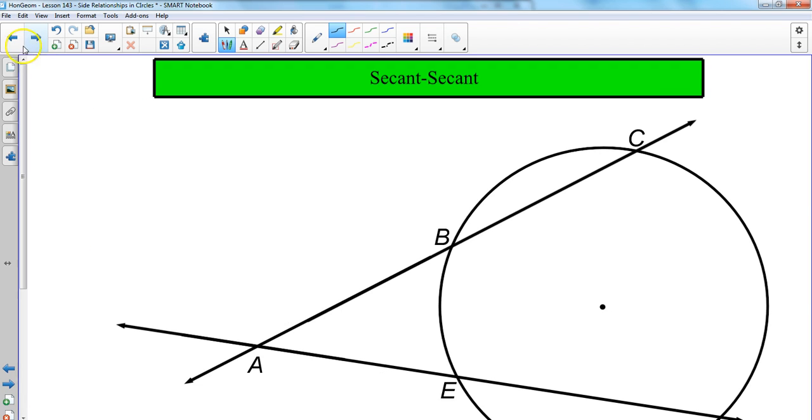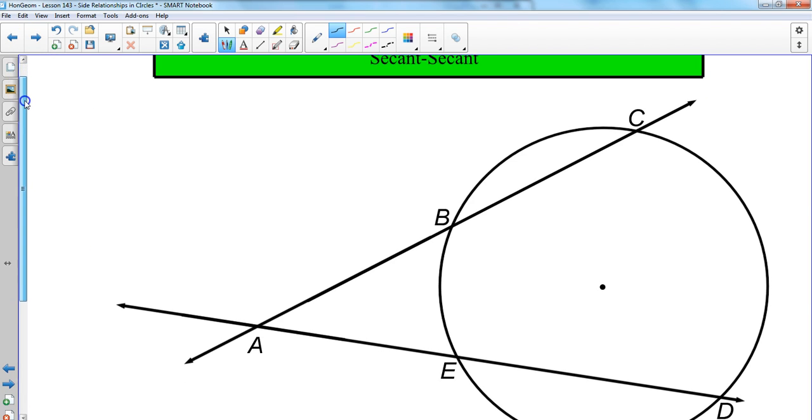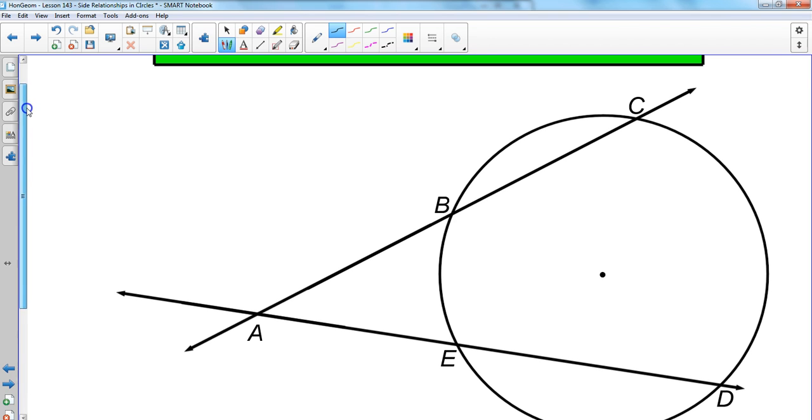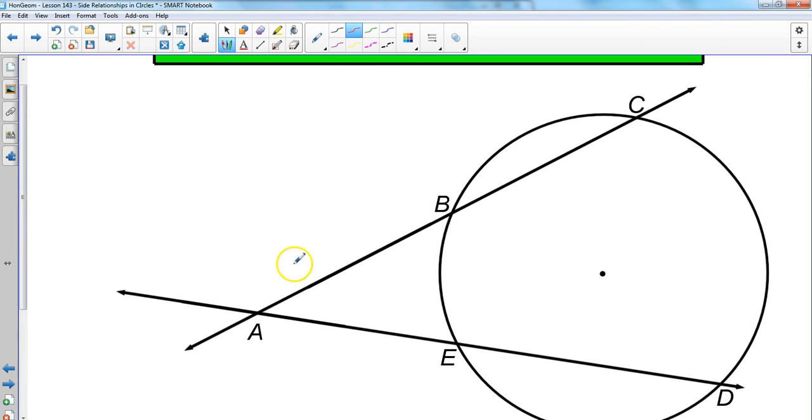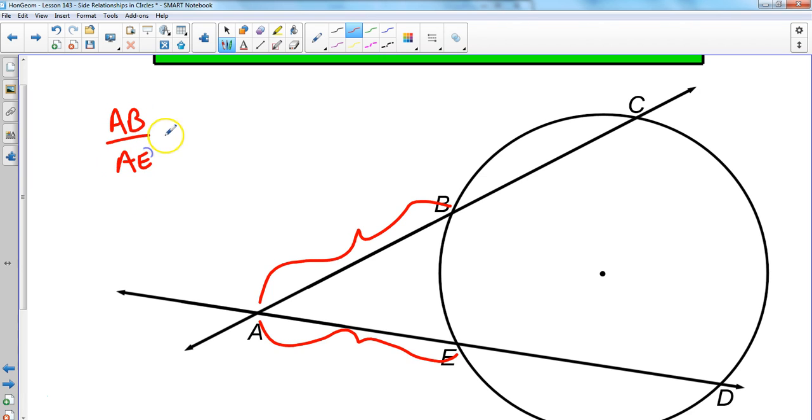The next one is the secant-secant intersection. So this is the scenario that we're going to take a look at. And if you remember, the general rule was basically part times whole. So there's the part. We've got AB, and we're going to match that up with AE. And the ratio is going to be AB.